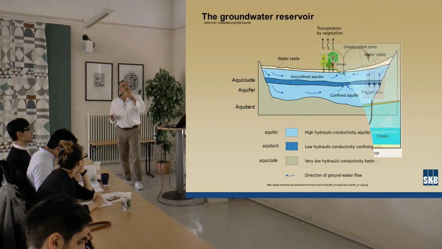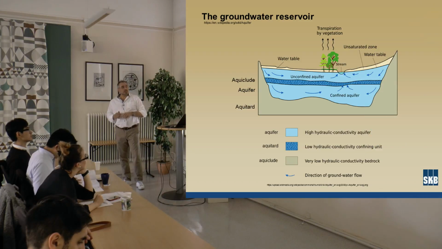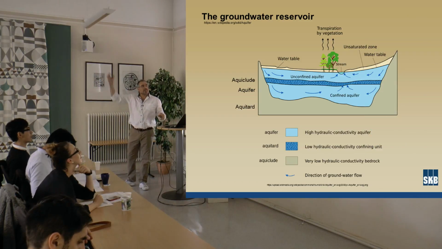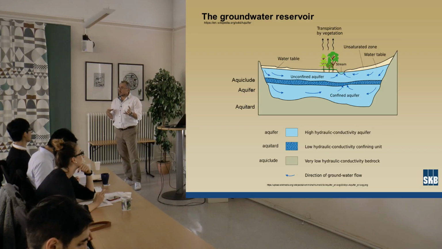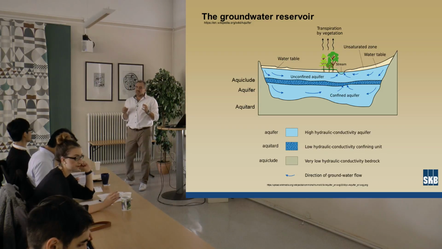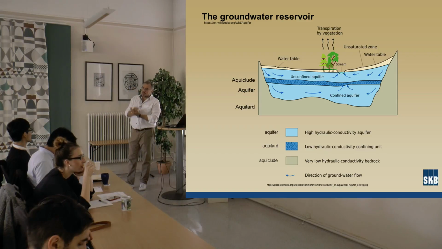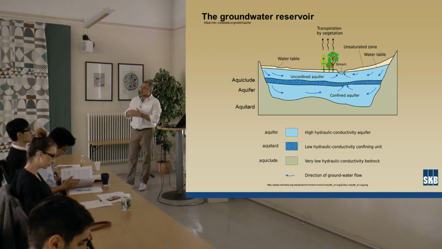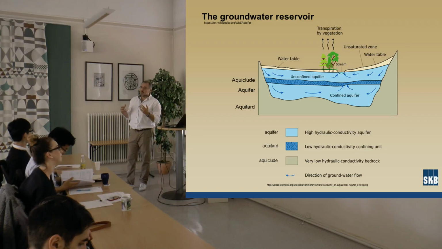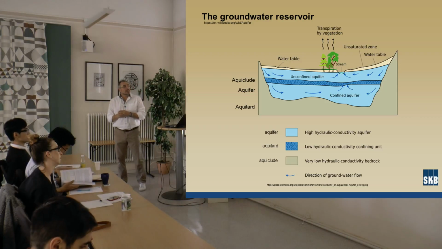Once the water gets down in the ground from precipitation, we define three basic units in terms of an aquifer, which is the part which is more conductive of water. The definition of an aquifer is that if I put a borehole in the ground, I will be able to pump out water. If I cannot do that in reasonable quantities, then it is not defined. That's the simple definition of aquifer.